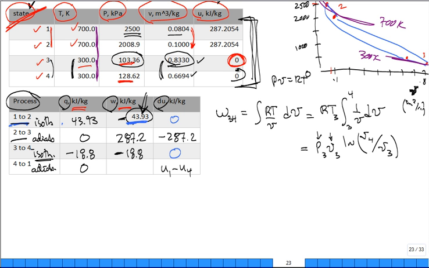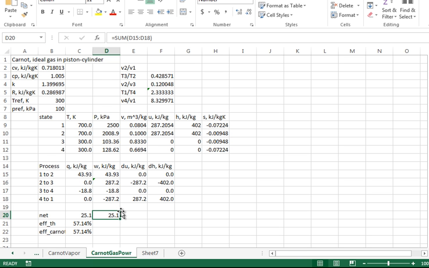And so 4 to 1, what is it? It's a positive 287.2. And what about the work? Negative 287.2. What's the work net for this cycle? I take all of these and add them up, right? Negative something. 25.1. Going to be positive net work.